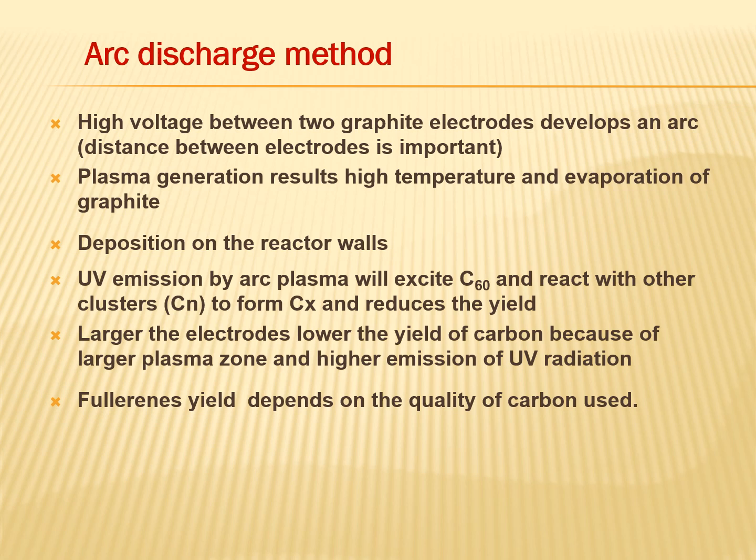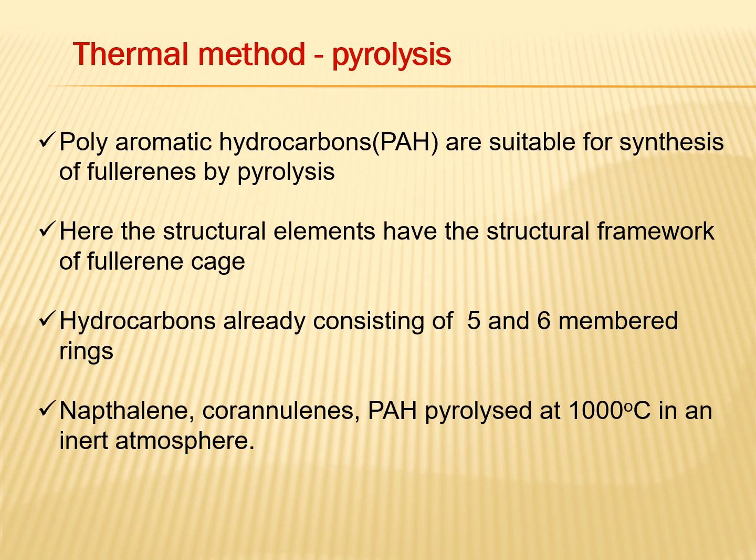Fullerene yield depends on the quality of carbon used. The next method is the thermal method, pyrolysis. That means heating at high temperature. Here hydrocarbons which already consist of 5 and 6 membered rings, like naphthalene, corannulene, etc., are pyrolyzed at 1000 degrees centigrade in an inert atmosphere to produce fullerenes, as the hydrocarbon already consists of 5 and 6 membered rings.